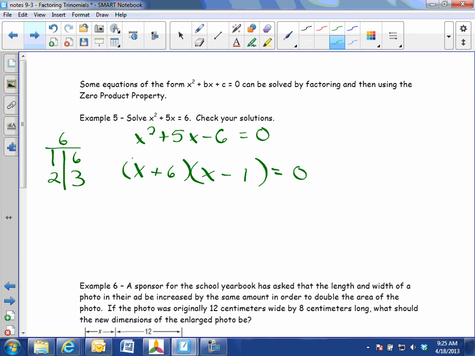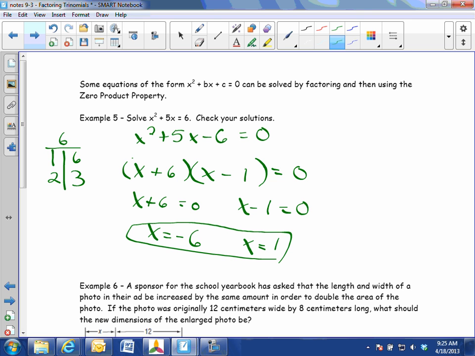Alrighty. Then we can set each thing equal to 0. So x is going to be negative 6 and x is going to be 1. And again, if you wanted to check your answers, you can put it back in. We should get the same stuff. Comments?